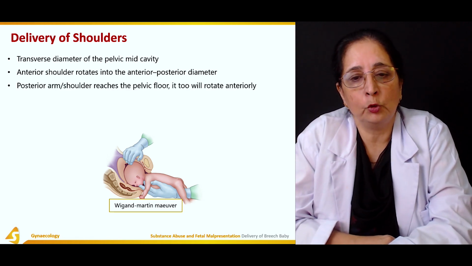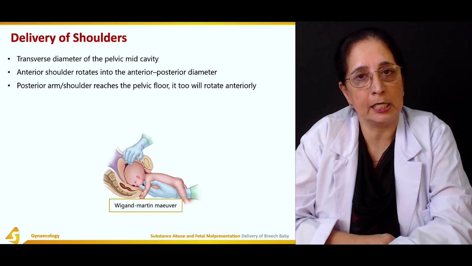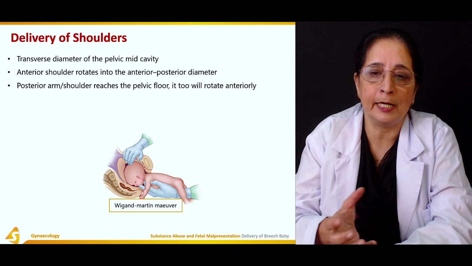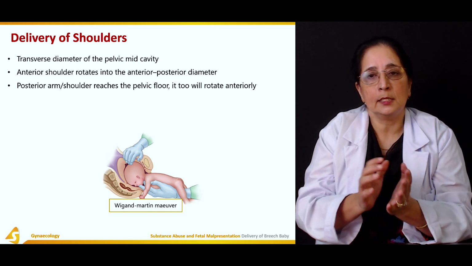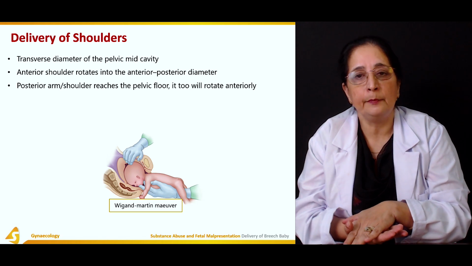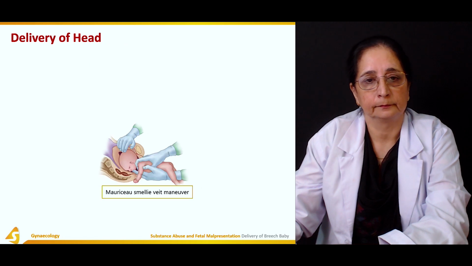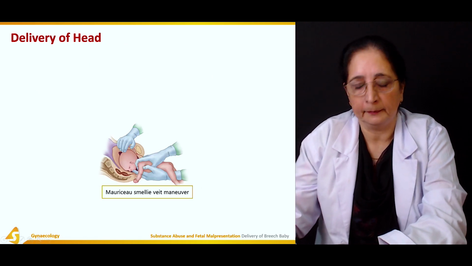The posterior arm and shoulder reach the pelvic floor, and then it too will rotate anteriorly. So first the anterior shoulder is rotated into the anteroposterior diameter. Once it is delivered, then the posterior arm reaches the pelvic floor, and then it is delivered also. Now, the delivery of the head.